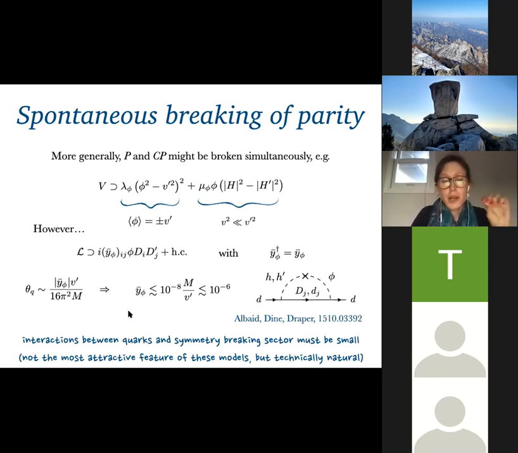So if the breaking of parity also involves breaking CP in the scalar sector, as in this example, then the symmetry breaking sector cannot really interact with the quarks with any appreciable strength. This is not the most attractive feature of these models, but at least having these Yukawa couplings being very tiny is actually technically natural. So they won't be radiatively generated if they are not there at tree level.